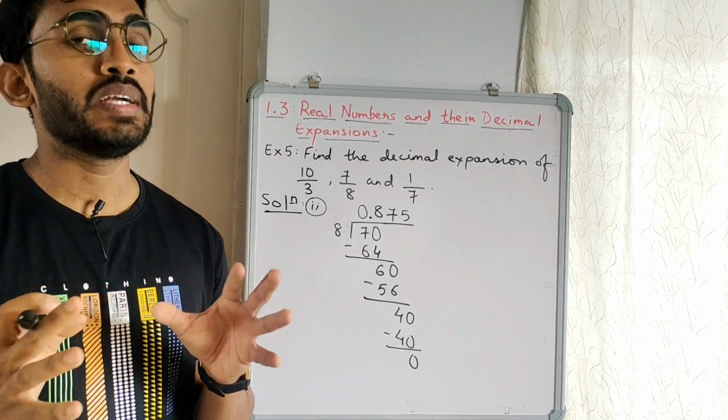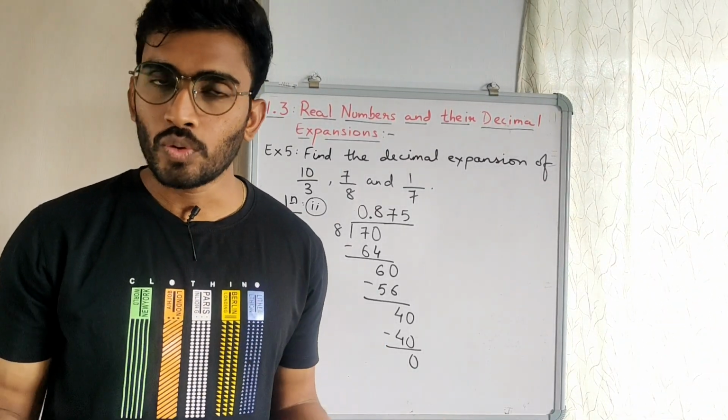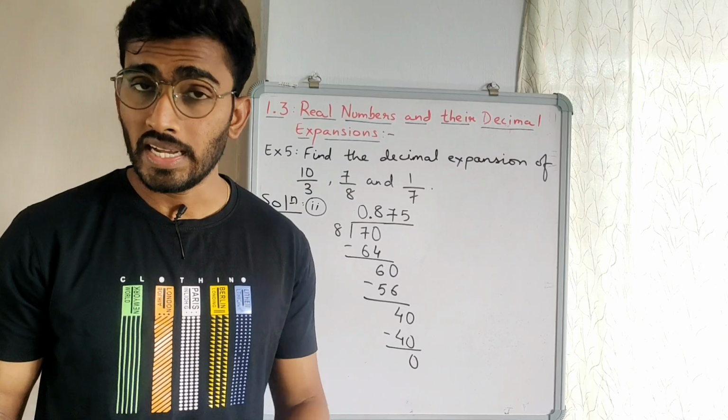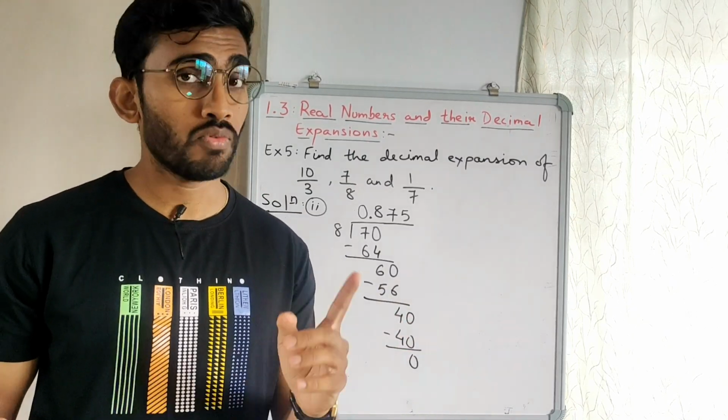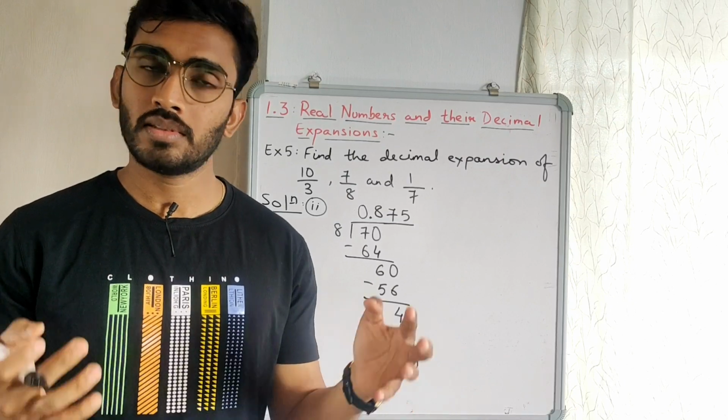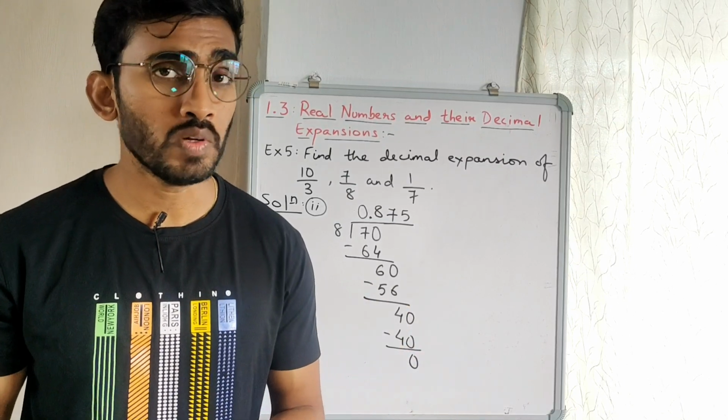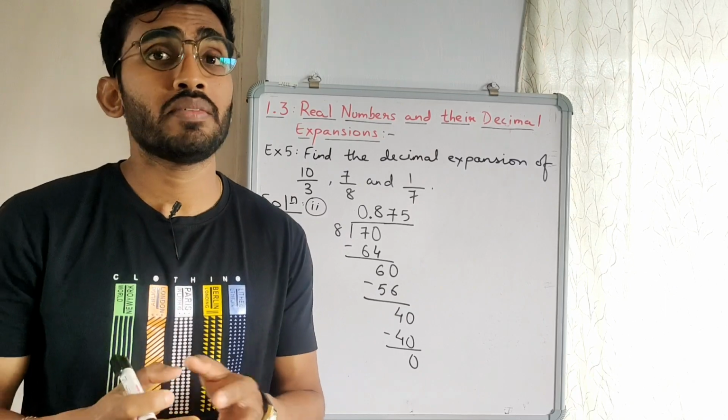Here we got the remainder 0, and when the remainder becomes 0, we have to stop the division. In the previous case, we didn't get the remainder 0. We were getting the remainder 1, and 3 3s are 9, 1. The remainder was always 1, and that means we will never get 0.